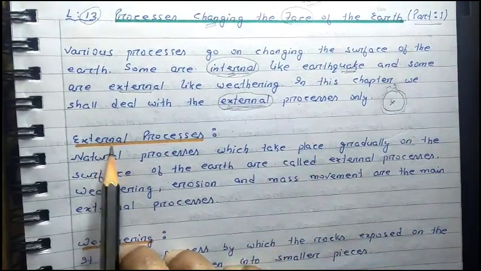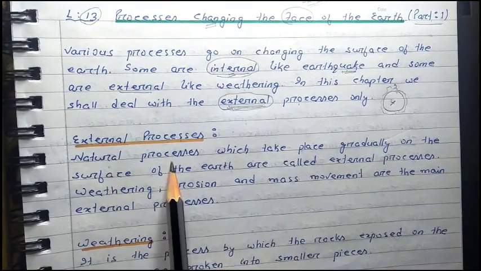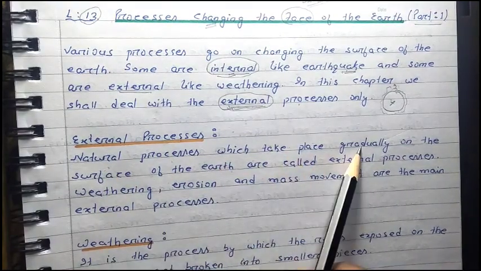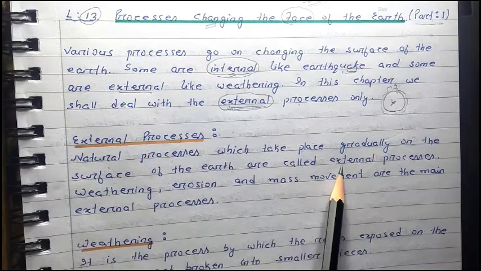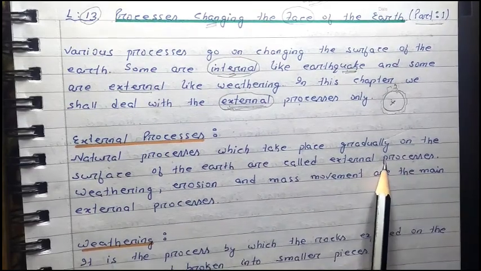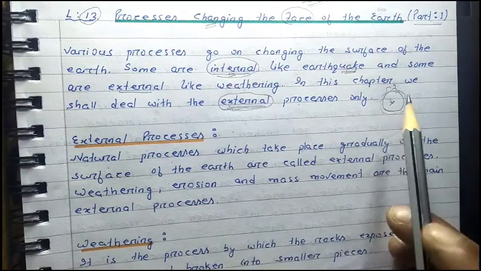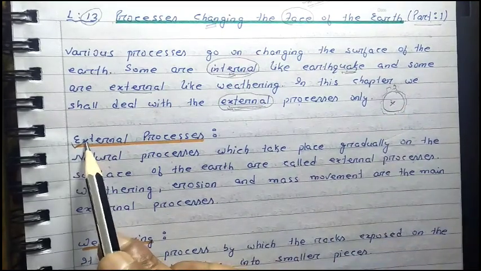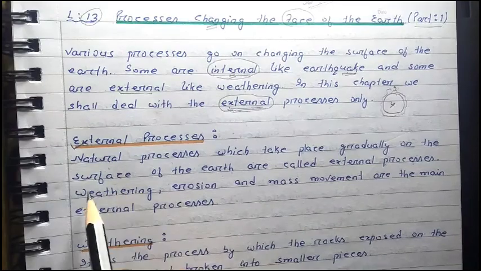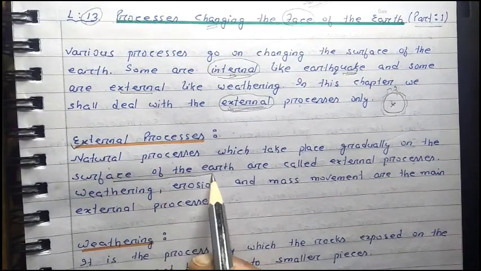Let's see what external processes are. Natural processes which take place gradually on the surface of the earth are called external processes. As I already told you, internal processes take place inside the earth, but external processes are the processes which generally take place on the surface of the earth.